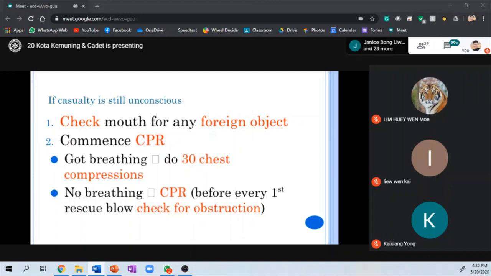Do not stick your whole hand inside the casualty's mouth, it's very disgusting. Just use your pinky finger and your thumb only. Don't let your whole hand go inside the mouth, okay?